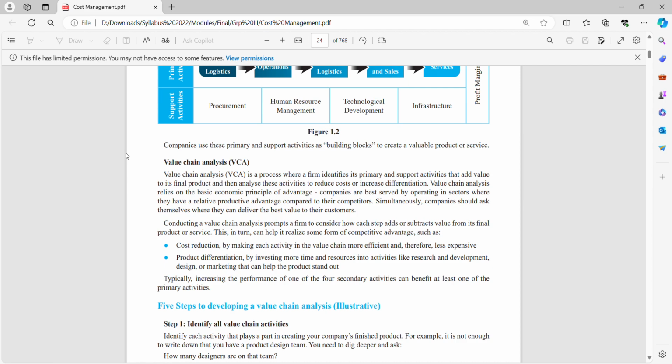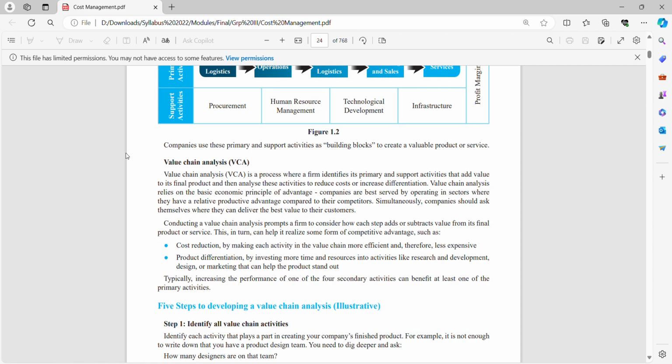So, value chain analysis is nothing but which are my activities which will add value to my product, which will add value to my customers. It will help me to serve my customers better. I need to identify those activities. I need to analyze my value chain. Conducting a value chain analysis prompts a firm to consider how each step adds or subtracts value from its final product.